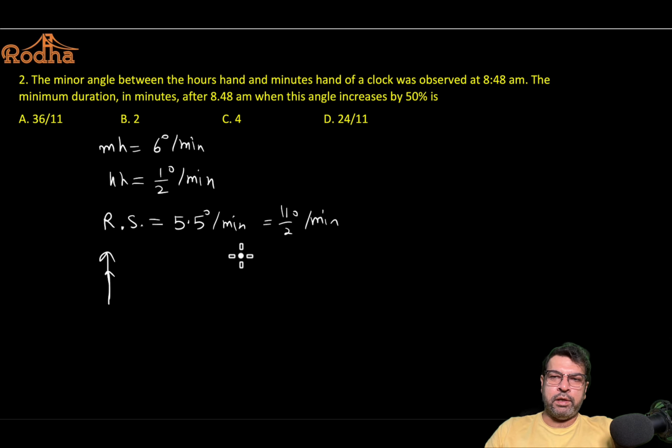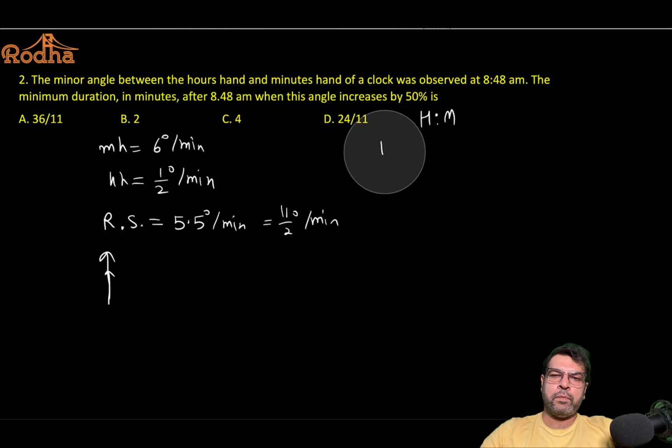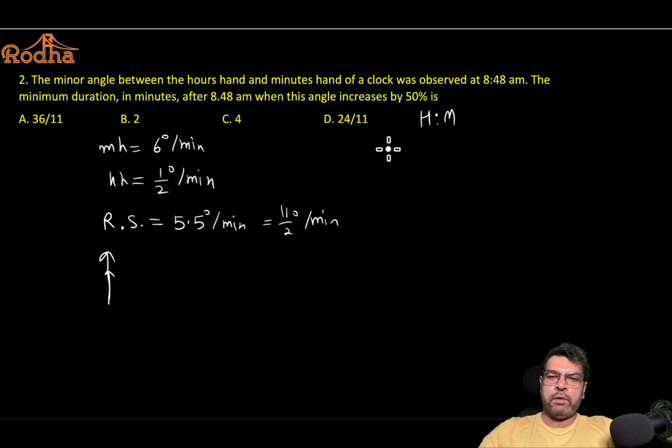Theek hai. Now the question is, acha, second point is that we need to find the angle also. What is the angle at a certain time? We have a direct formula for that. We can use logic also. But agar ab diya hai, toh aap direct formula bhi use kar sakte ho. If the time is h hours m minutes, your angle between them is mod of 30h minus 11/2 of m.